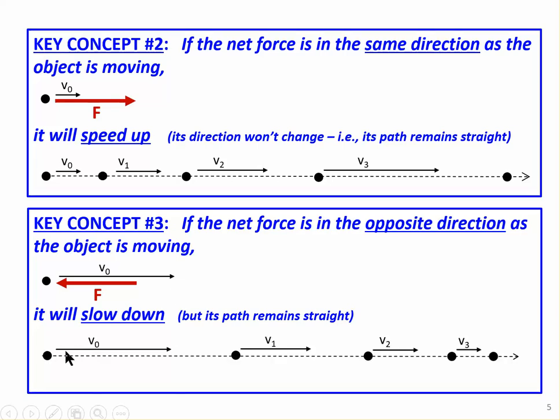So here's the particle, initially moving quite fast to the right, but because there's a leftward force on it, the particle's motion to the right is slowing down. See, here's its velocity v1 at a later time. At a later time, it's moving at speed v2. You see how it's slowing down. It's still moving in a straight line, but slowing down. So again, this third concept simply says that if you have an object moving and you push opposite to the way it's moving, the particle slows down. Perhaps not surprising.